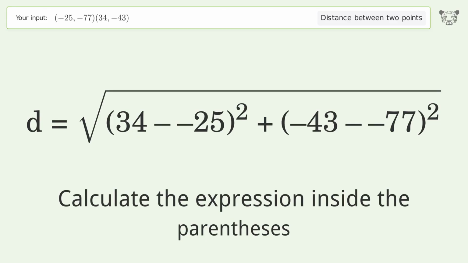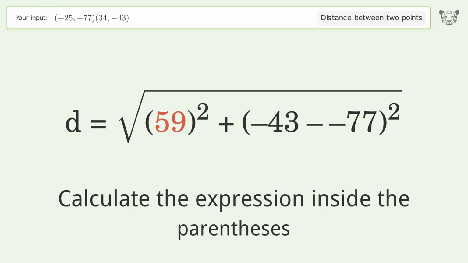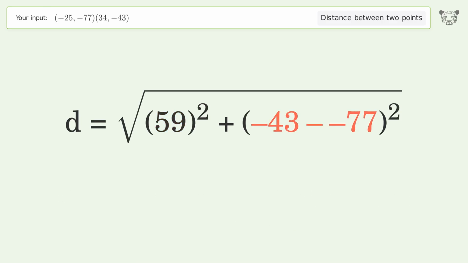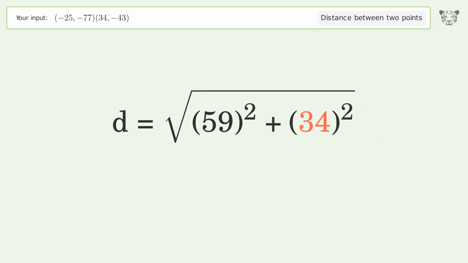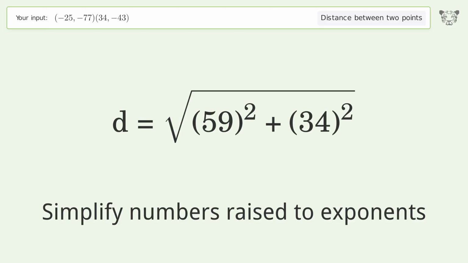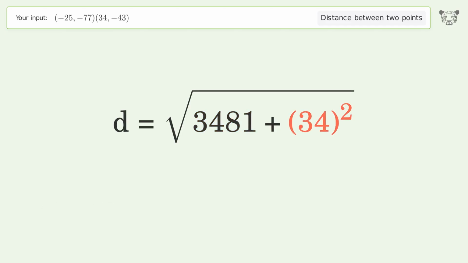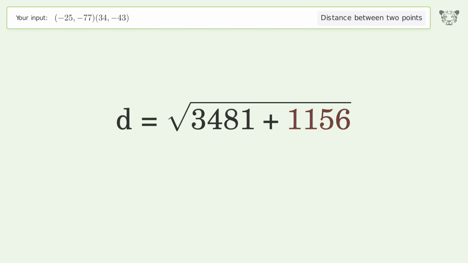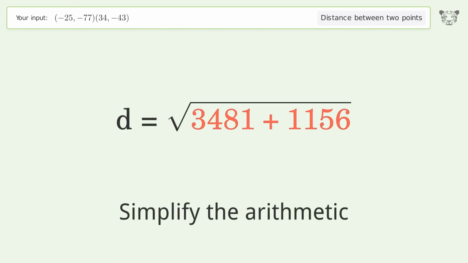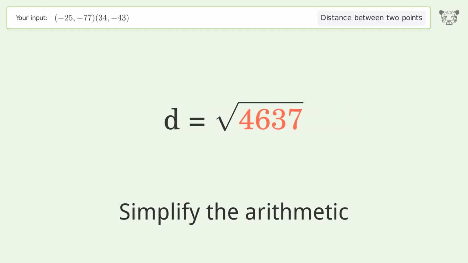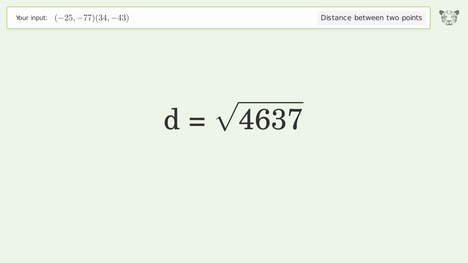Calculate the expression inside the parentheses. Simplify numbers raised to exponents. Simplify the arithmetic. And so the distance between the 2 points is the square root of 4,637, or 68.096.